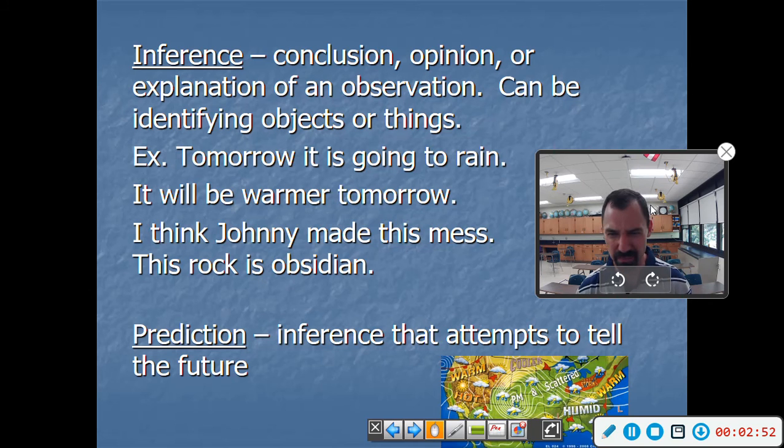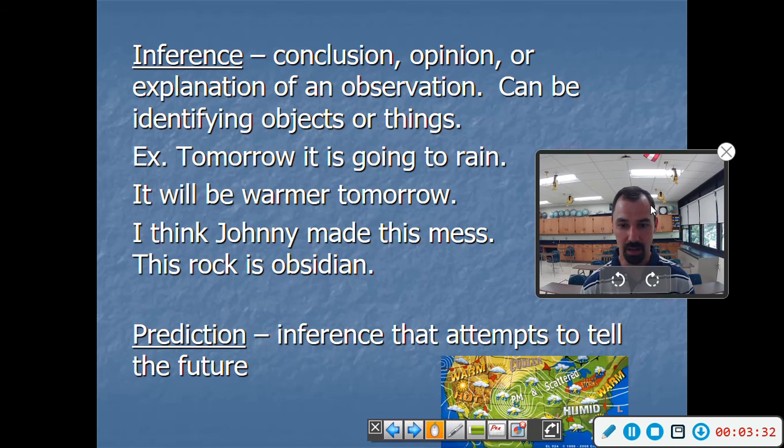I think Johnny made that mess. Again, there's doubt behind the statement. We don't know if Johnny made that mess. We just made a guess. Maybe Johnny sits at that desk, so that's his mess. We don't know until the next day when we ask Johnny. Also, anybody that saw Johnny make the mess, that's an observation. This rock is obsidian. Again, there is uncertainty to that answer. We could be wrong. We could be looking at a sample of basalt instead, another type of rock.